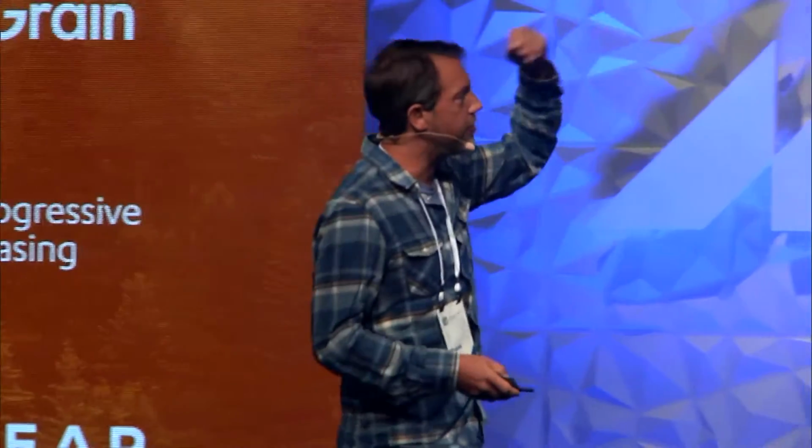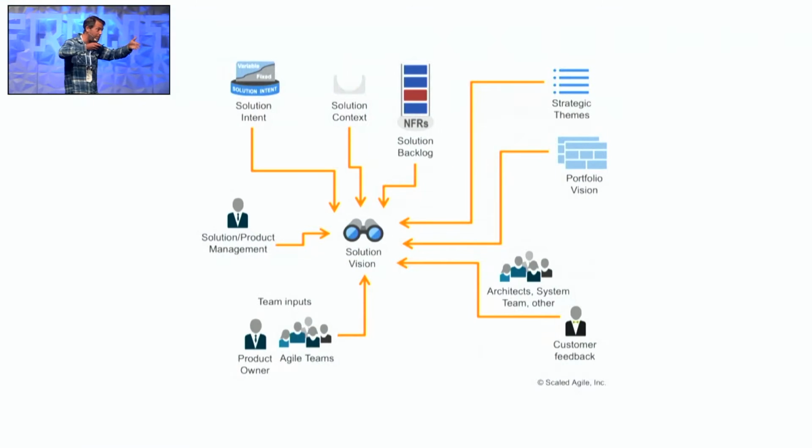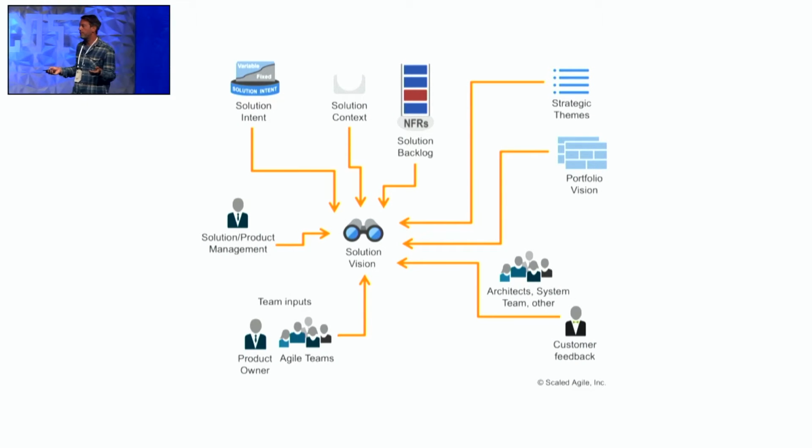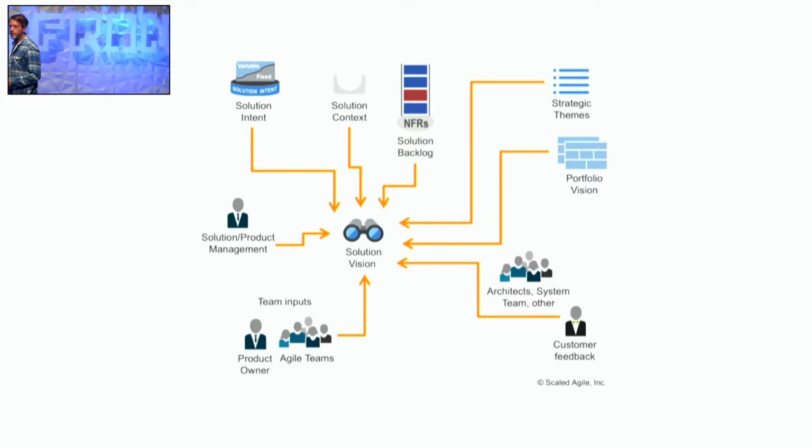Instead, this is a great screenshot from an agile methodology, right? Think about all of the points of view coming in to this abstraction called solution vision. Who actually rationalizes those orange arrows? Whose job is that in the process?